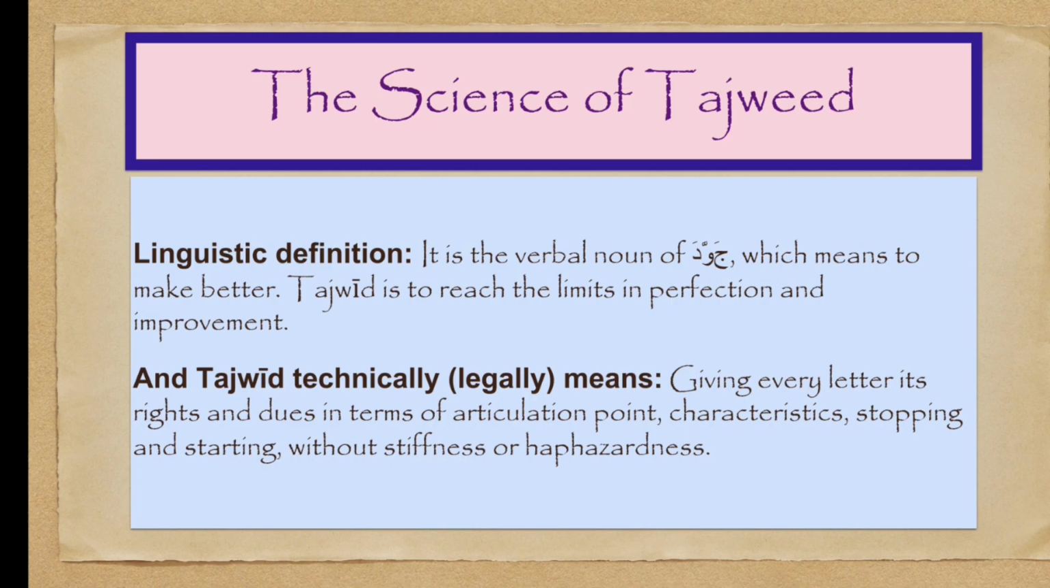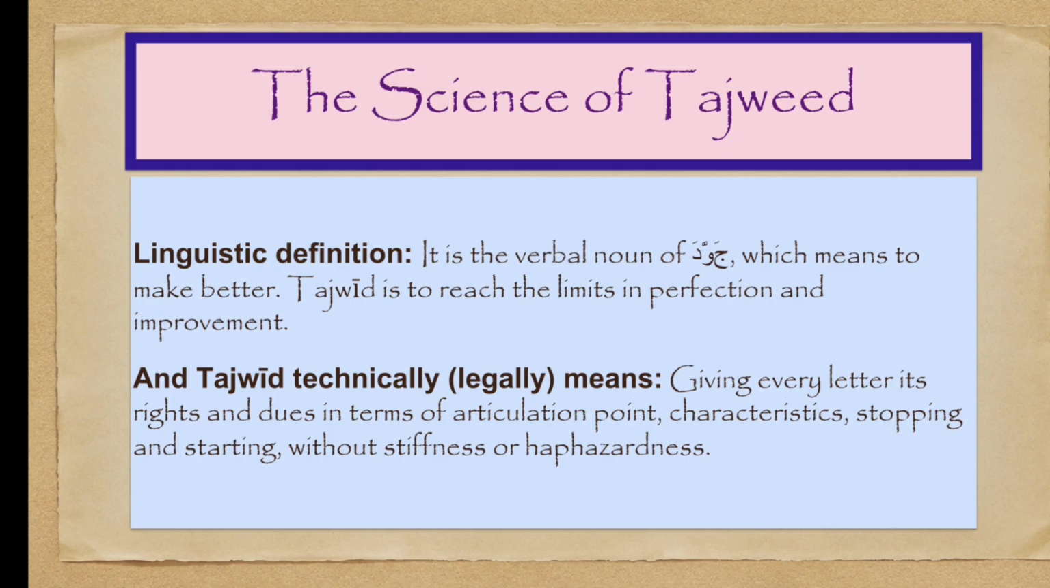So the linguistic definition of Tajweed, it is the verbal noun of jawwada, which means to make better. Tajweed is to reach the limits in perfection and improvement. And Tajweed technically or legally means, meaning within the science of Tajweed, so you have the linguistic definition of what it means in the Arabic language, the literal meaning of the word that any Arab will understand, and then the specific meaning when it comes to the science of Tajweed.